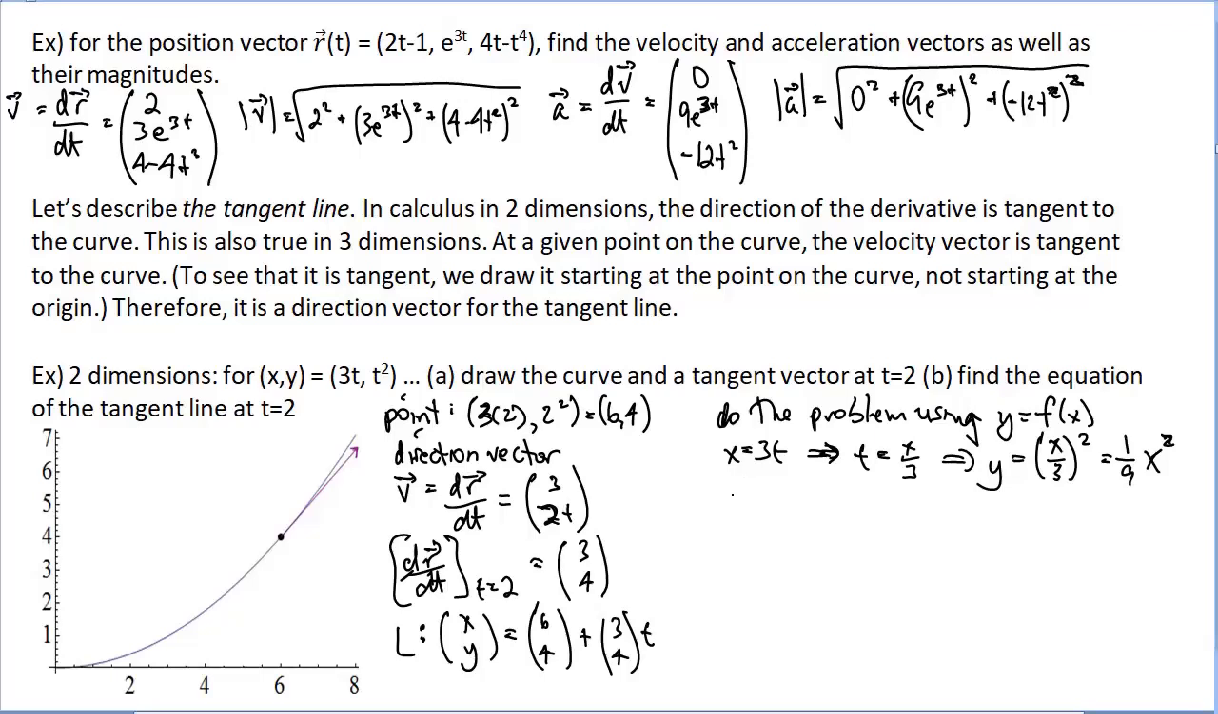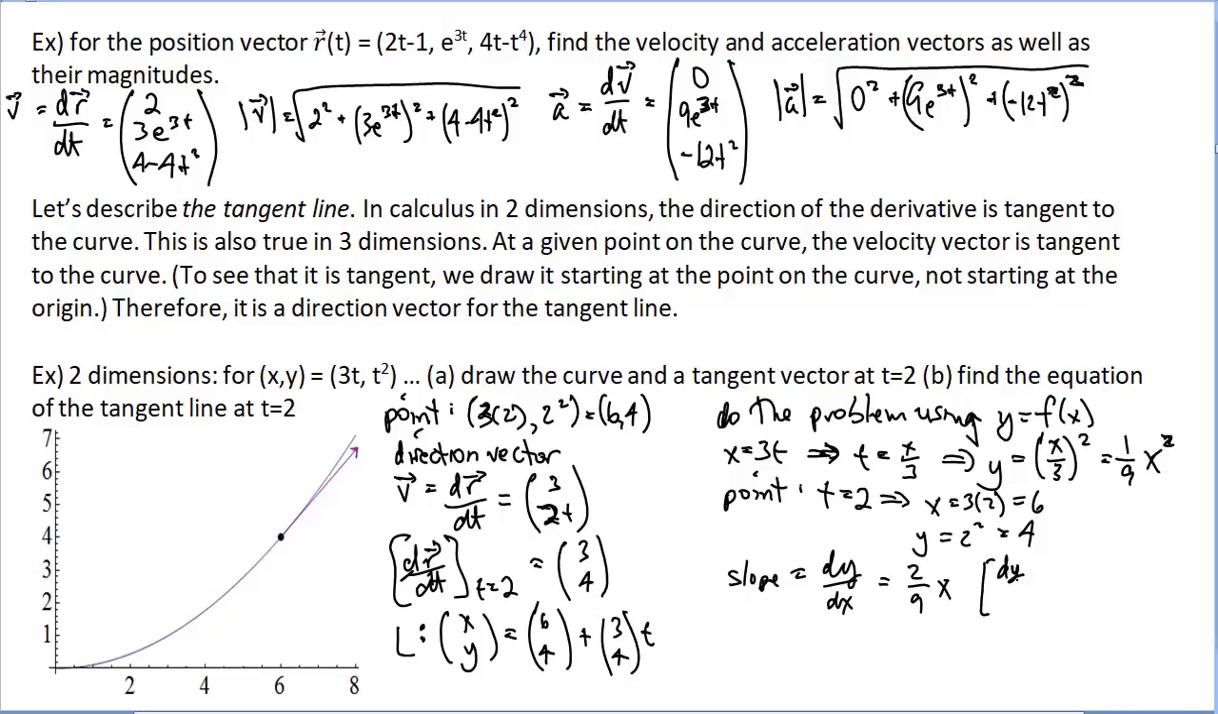Now let's go ahead and find the equation of the tangent line. What's a point? Well, when t equals 2, since x equals 3t, x equals 3 times 2, which is 6. And then y, of course, equals t squared, and that's just 4. And now let's find the slope. The slope is dy/dx, the derivative of 1/9 x squared, so 2/9 x. And now we want that at our point, where x equals 6, and that equals 2/9 of 6, which when you simplify is just 4/3.